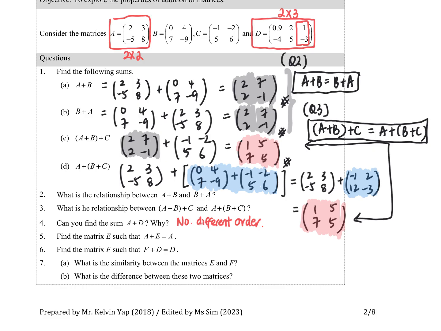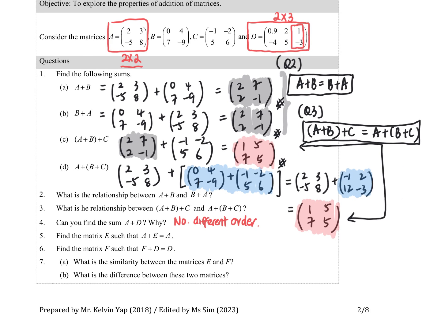Okay, for A and D, I cannot add them because they are of different order. This is a 2 by 2. This is a 2 by 3. Student: If it's 2 by 2 and 2 by 3, there's a 2 in the middle, so A and D, that was multiply. Yeah, A and D. Different order, so I cannot add them.